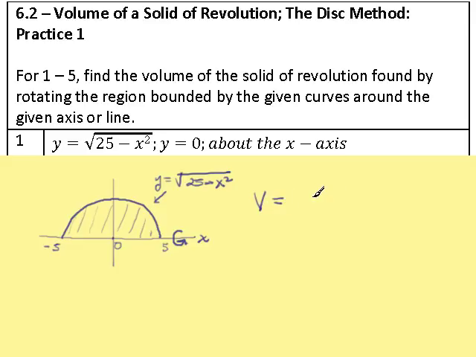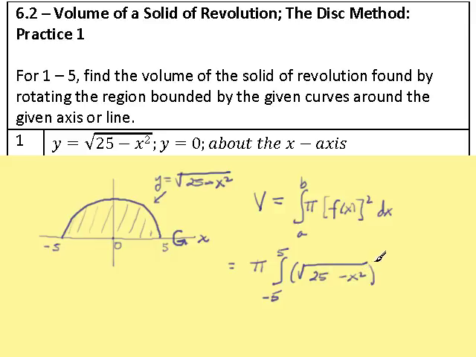We're using the disk method. So the volume is the integral of pi f of x squared dx from a to b, in this case from minus 5 to 5. All right, so let's fill in our particular interval. We'll take pi out of the integral, put it in front. So you have the integral from minus 5 to 5 of the square root of 25 minus x squared, squared, dx.